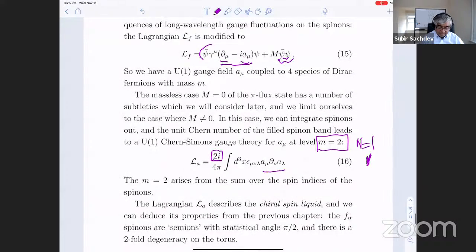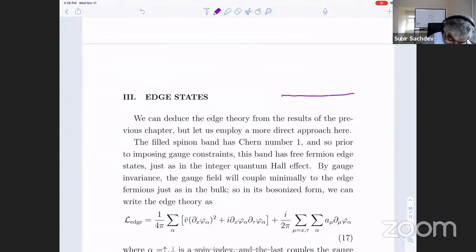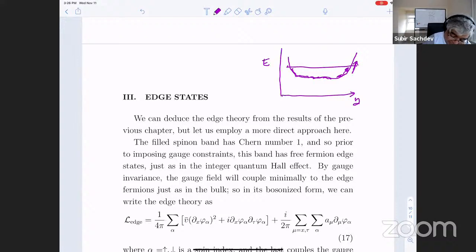I have these Chern bands. Okay, so this is the sample. This is the direction Y, if I call it. And this is the energy. And I just have some occupied band in the center. So these are the occupied states. And then I have an edge state there on this edge and that edge. And this happens for both spin up and spin down. So these are just free fermion edge states right now. I'm just doing the mean field theory.